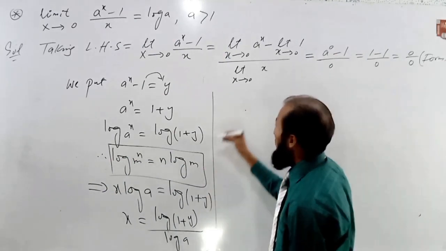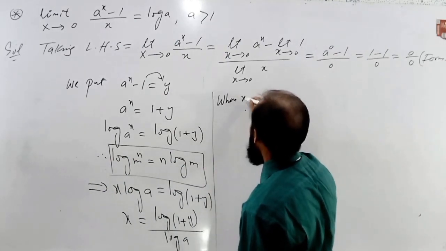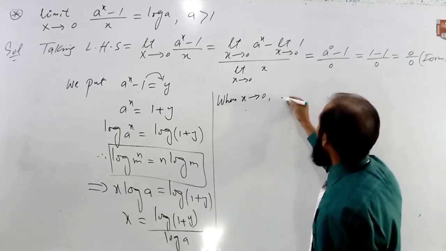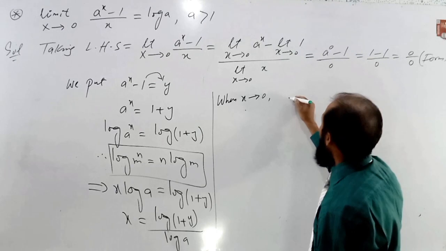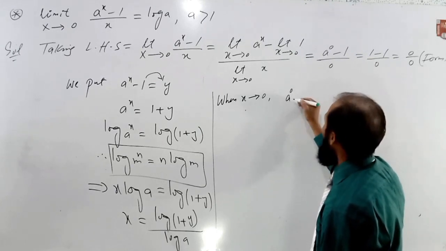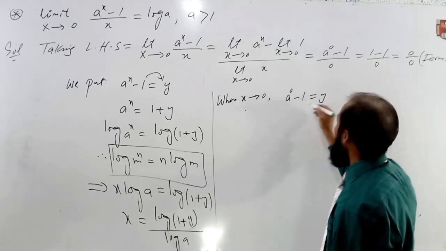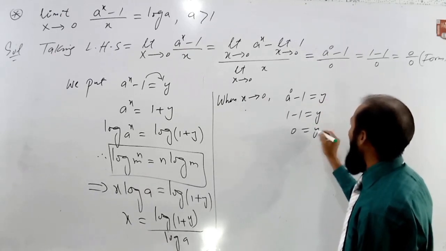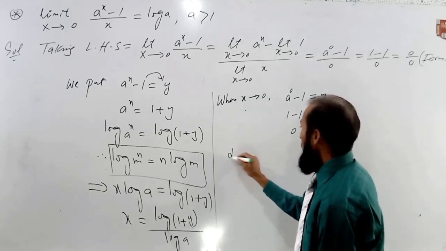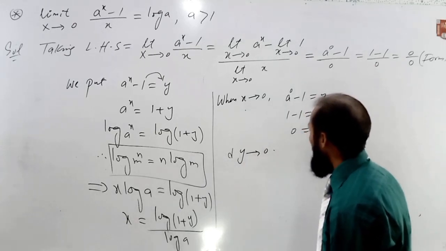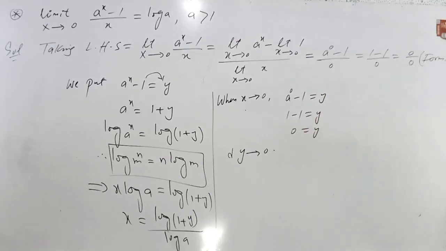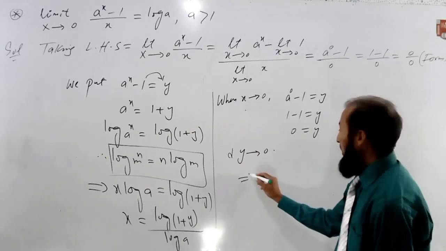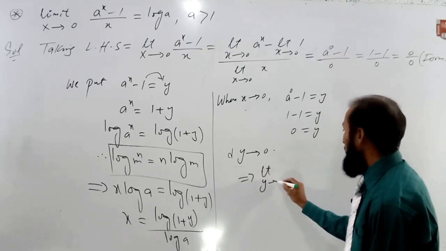Now we check the limits. When x tends to 0, what is the value of y? a to the power 0 minus 1 is equal to y, so 1 minus 1 is equal to y, 0 is equal to y. That means y also approaches 0.